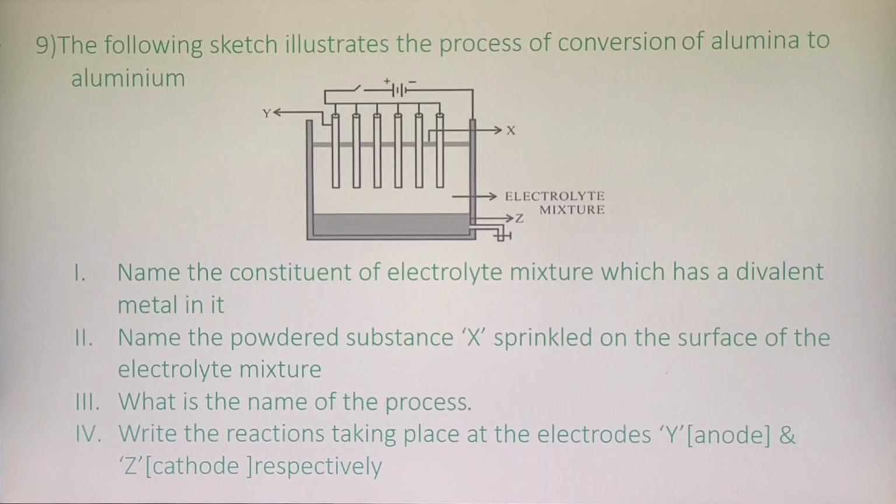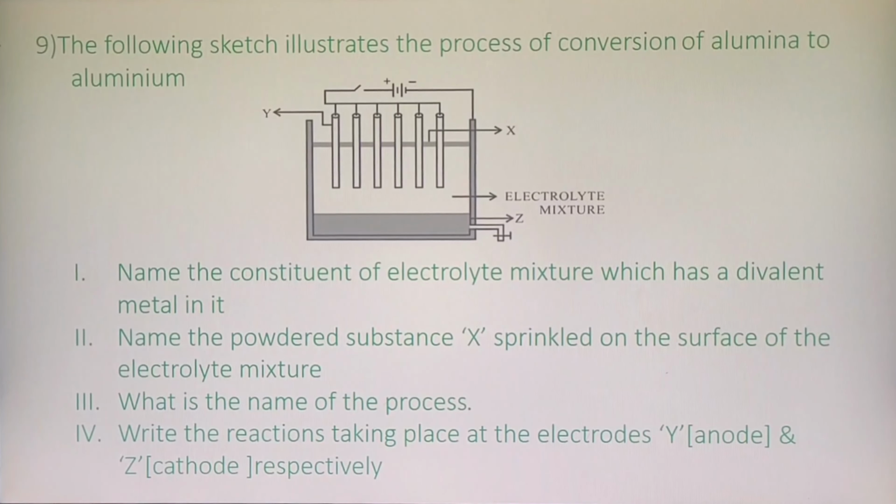So at any given point of time, in my electrolytic mixture, I will have three things. What are the three things, children? I will have alumina, that is Al2O3, cryolite, Na3AlF6, and fluorspar. By now, you should remember the formula of all three. What is fluorspar? CaF2. But this is not the question that is asked. Please do not write Al2O3 plus Na3AlF6 plus CaF2. Please mention only the electrolytic mixture constituent which has a divalent metal in it.